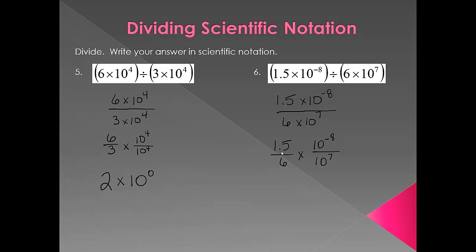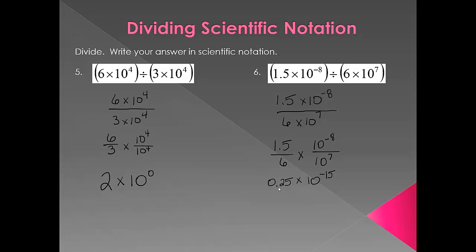When I divide 1 and 5/10 by 6, I'm going to get 25/100, so 0.25. And then I have times 10, and then to figure out my exponent, I use the quotient of powers property, which tells me I subtract my exponents. So negative 8 minus 7 is negative 15.